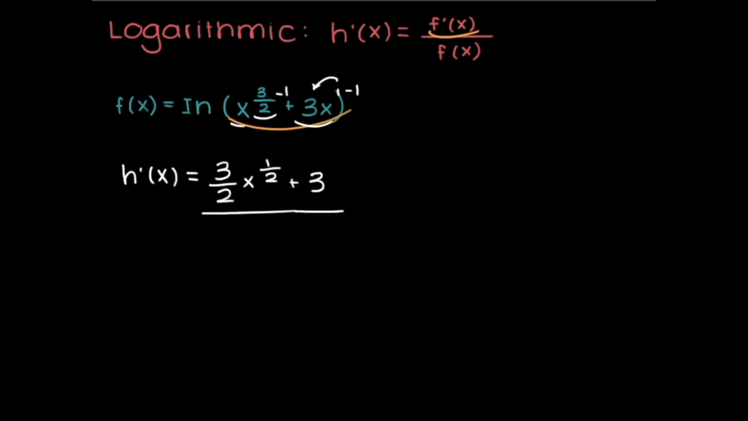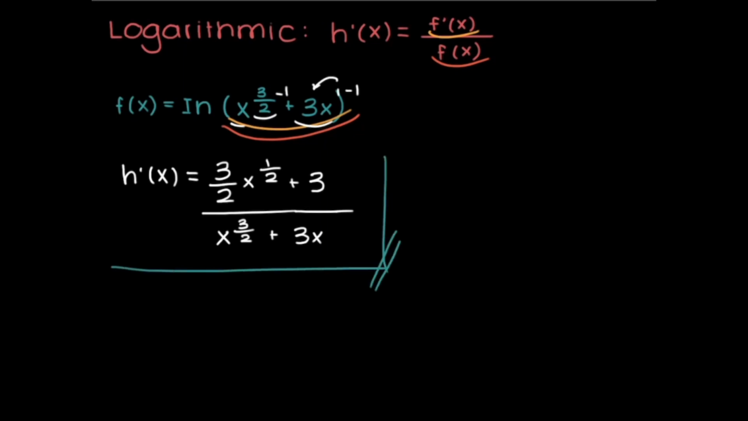So all of this over this number stays the same. So we will write it as x to the 3 over 2 plus 3x. And this is the final answer.